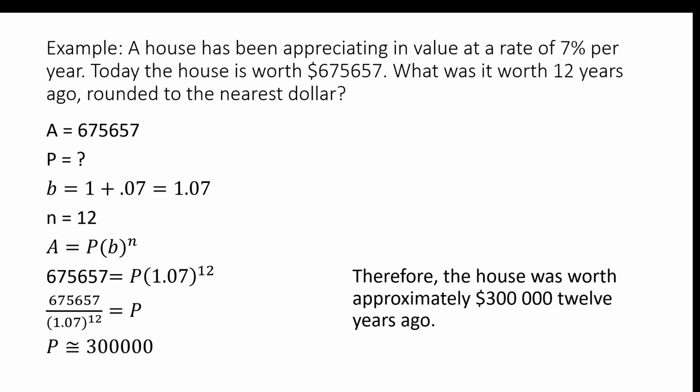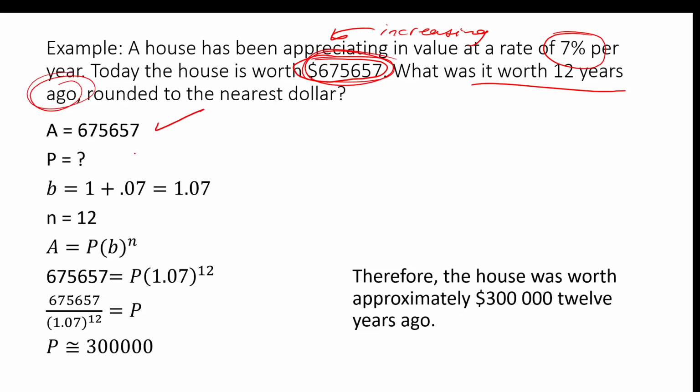So, for instance, suppose a house has been appreciating in value at a rate of 7% per year. Appreciating means increasing. We know the value of the house today is $675,657. We want to know what it was worth 12 years ago. Since we're looking at a past value, today's amount is the after amount, and the P is what we're looking for.